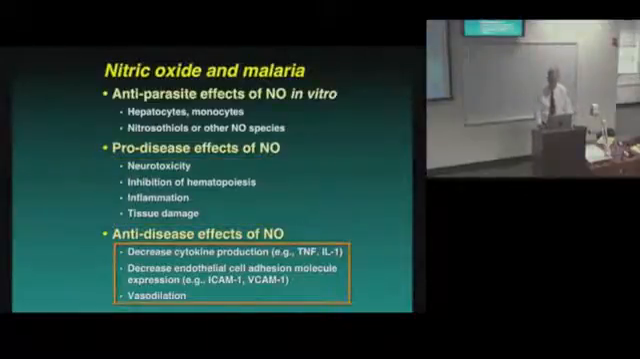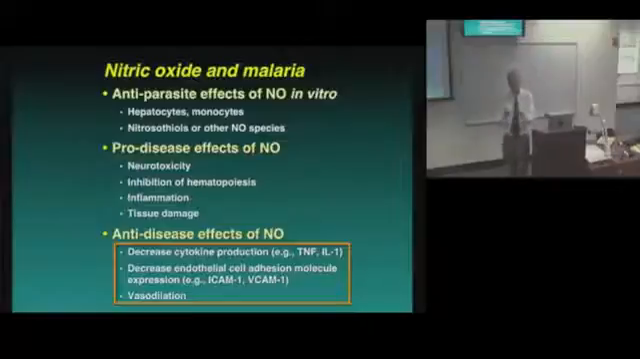And the anti-disease effects of nitric oxide, we think, are related to the ability to decrease cytokine formation, like these protein mediators that cause disease, like tumor necrosis factor, interleukin-1, to decrease expression of these cell adhesion molecules. So if you have an endothelial cell expressing all of these cell adhesion molecules and you treat it with nitric oxide, those cell adhesion molecules go away. So the parasitized red cells can no longer bind to the endothelium. It's sort of a simplification, but that's a good way to remember it.